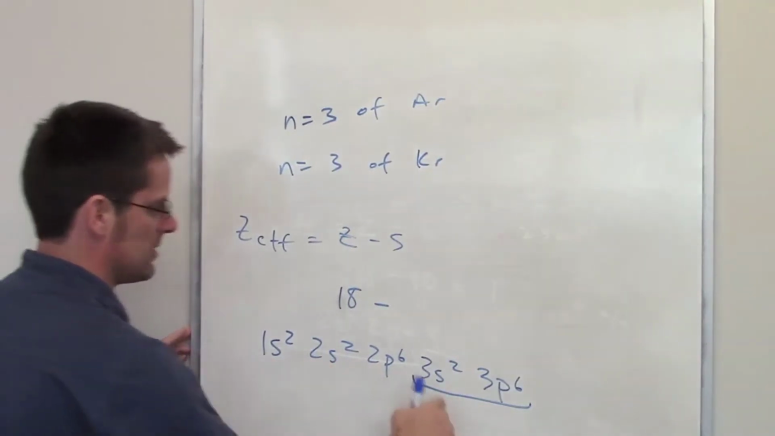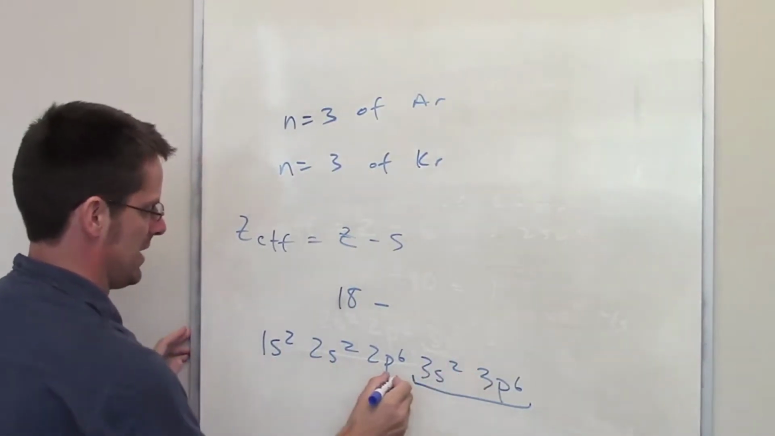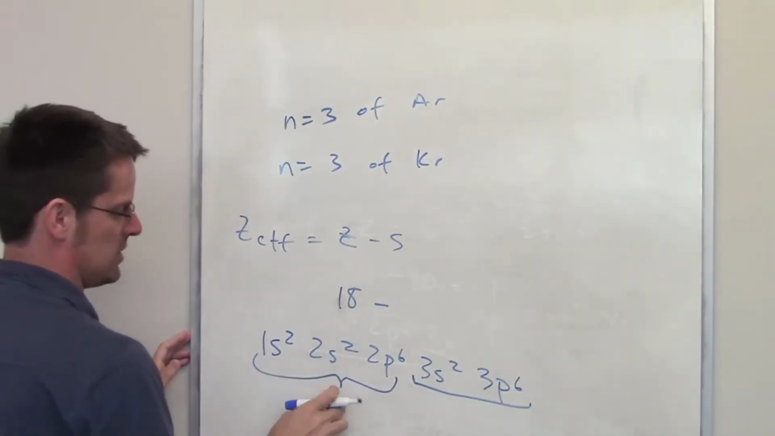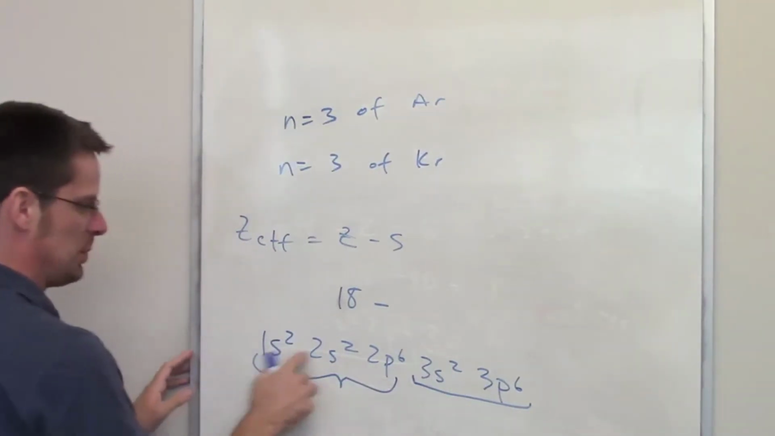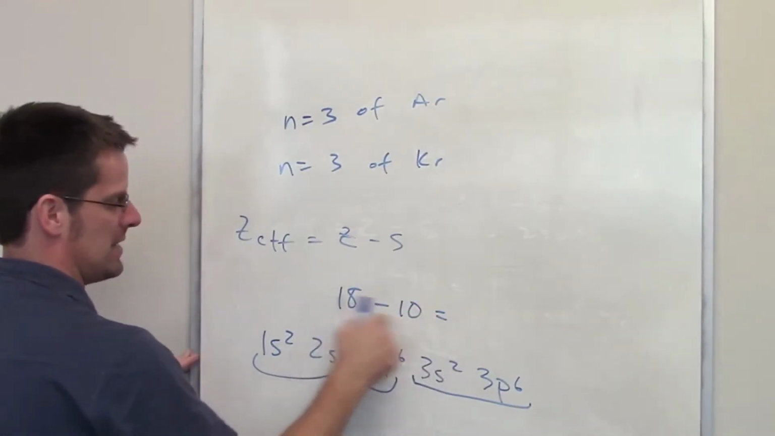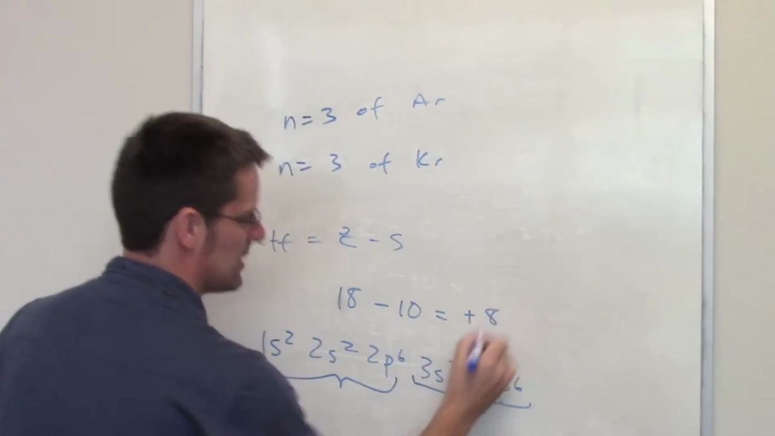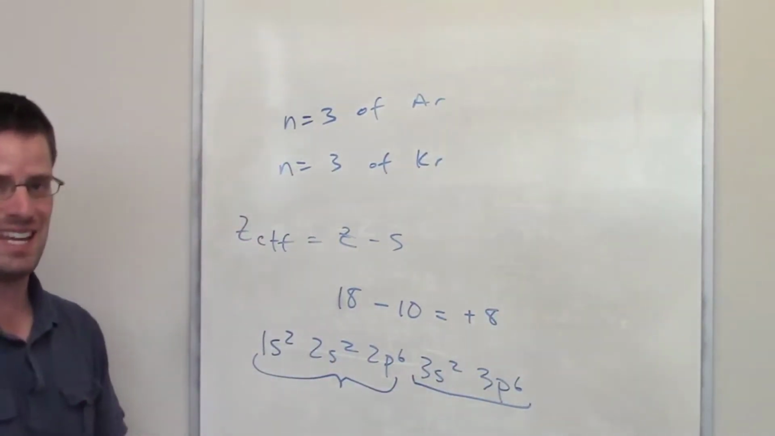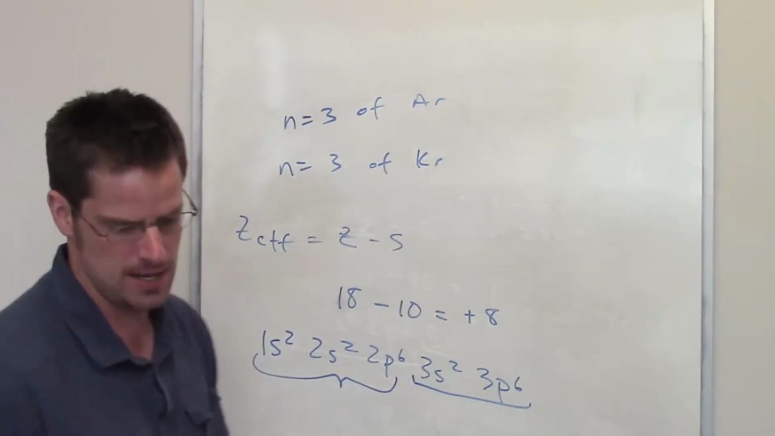So what that means is, for any of these electrons right here, all you do is count the total number of electrons out here as being inner shell electrons. 2 plus 2 plus 6 is equal to 10. That's going to be the screening constant here. So 18 minus 10 is going to be plus 8. That is the Z effective for argon's outermost electrons, which happen to be in its n equals 3 shell.